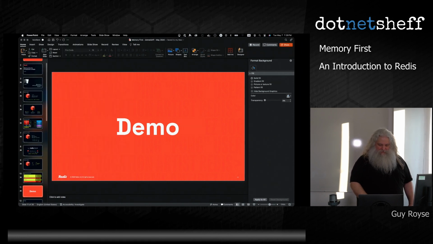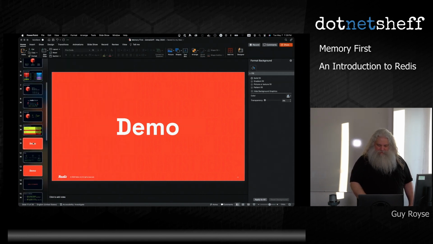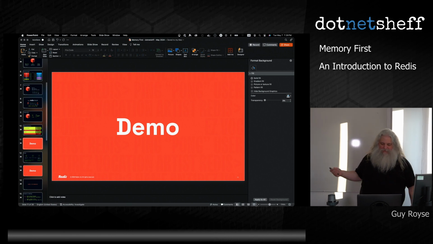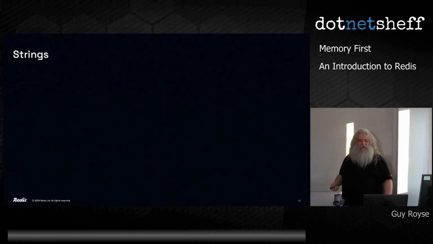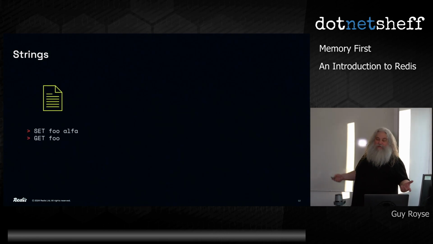So let's see. What do I got next here? Yeah, so this is where I got a little bit ahead of myself. So strings, I mentioned you can use set and get to get strings. It's not very complicated. I mean, set foo bar, get foo.